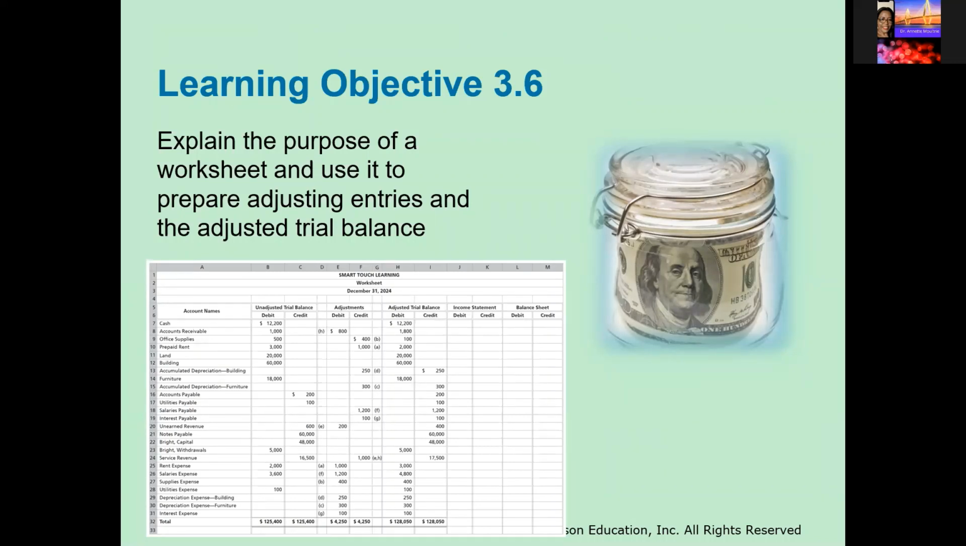Learning Objective 3.6, explain the purpose of a worksheet and use it to prepare adjusting entries and the adjusted trial balance. I may have said that the previous objective was the last, but my mistake. There are more. I think there's one more. So we're discussing Learning Objective 3.6.